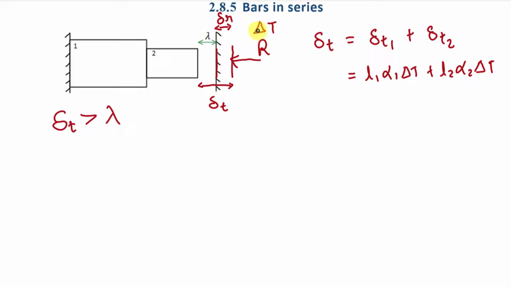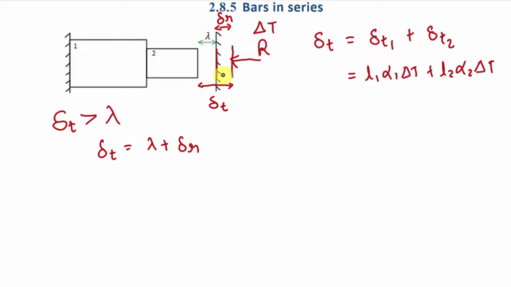So what have we done? First of all, we have increased the temperature by delta T of both body 1 and 2. Due to that, we allowed these bodies to deform up to this surface. And then we apply the restriction, or we can say one compression load R in this direction, and we deform these bodies up to this surface. Now here you can see that this delta T is equal to this lambda plus delta R. Fine.